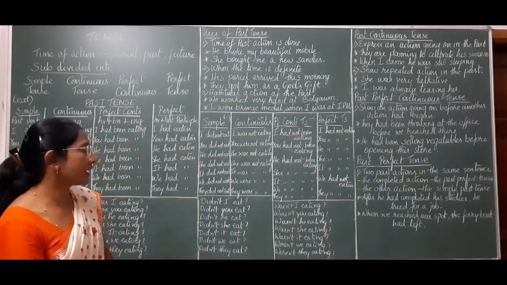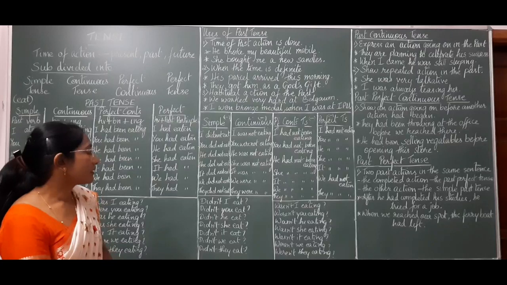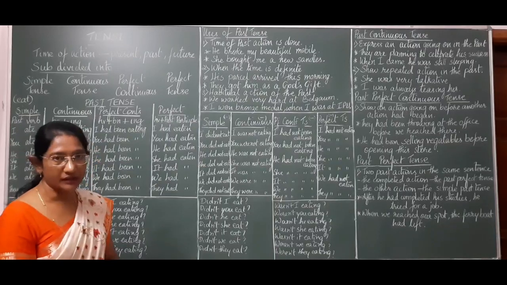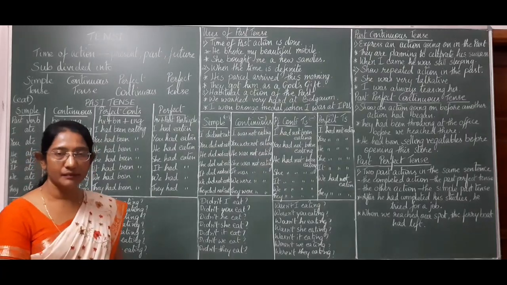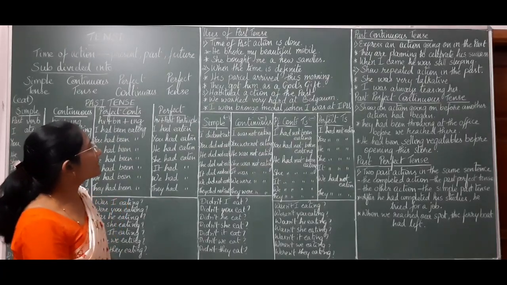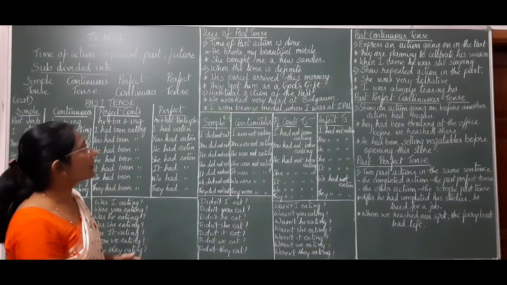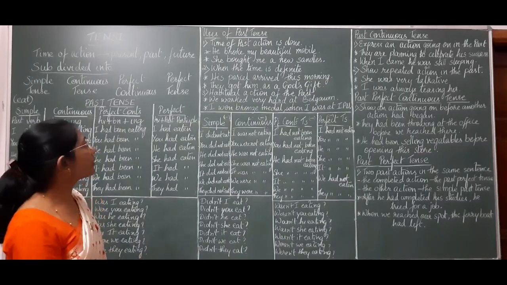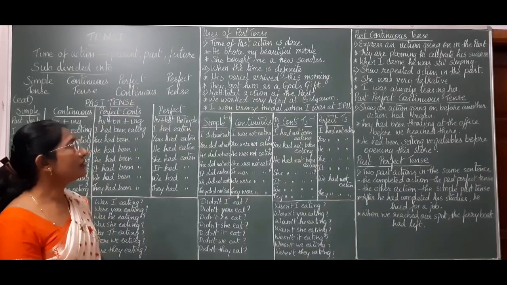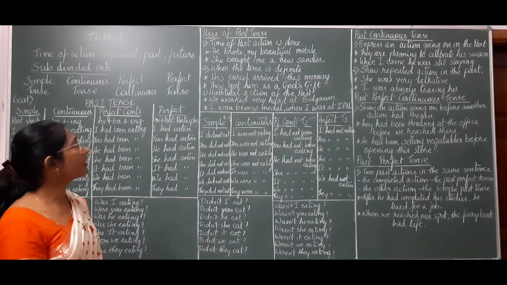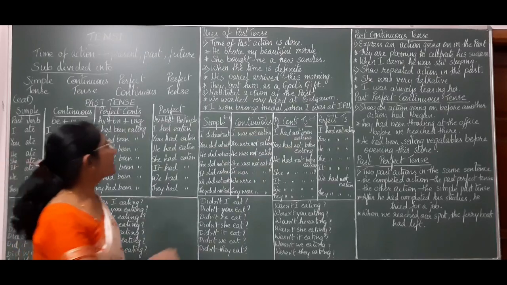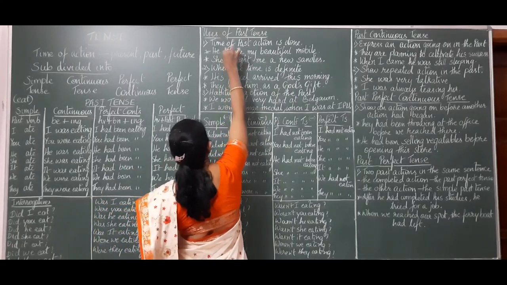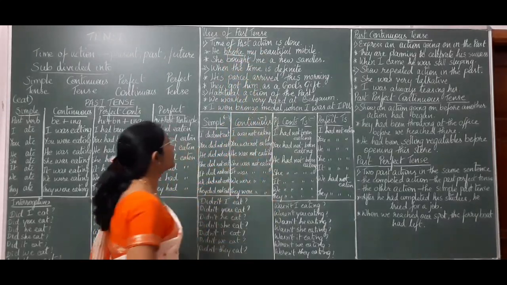This was all about the negatives and negative interrogatives with the past tense. Now we shall see the usage of past tense. Past tense is used to denote the time of past action which is already done. For example, he broke my beautiful mobile. So this tells about the simple past tense. Okay, he broke. Wherein you see only the past tense verb.